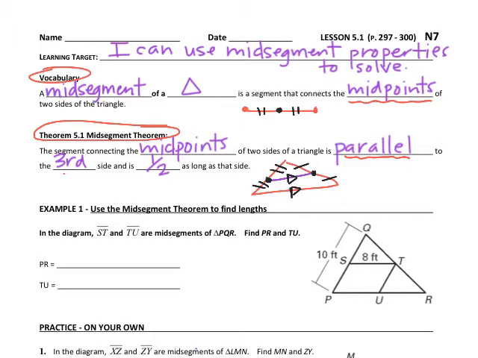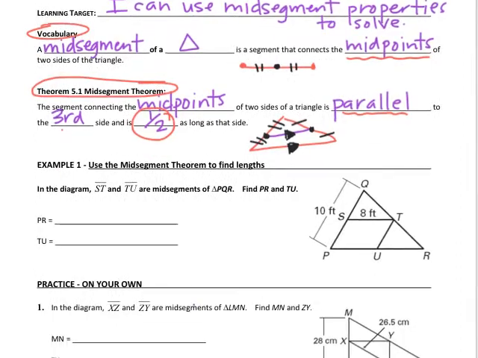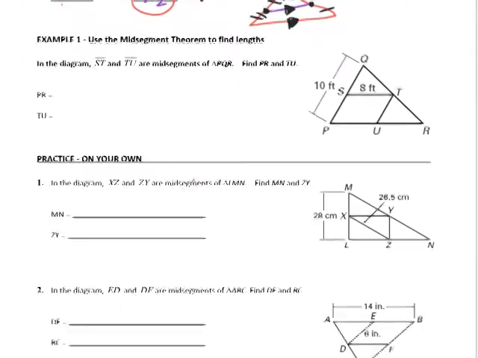So just remember, there are three things that you are learning about a mid-segment. It is created by the midpoints, it cuts the two sides in half, it's parallel to the third side that it does not touch, and it is half the length. So that's a huge thing. It's half the length of the side that it's parallel to. All right, let's take a look at a couple of examples so that we can practice these properties.